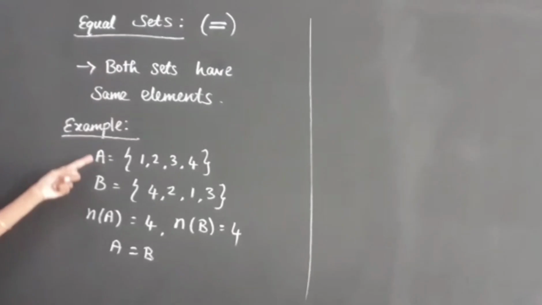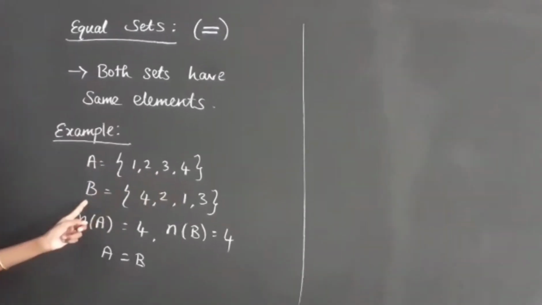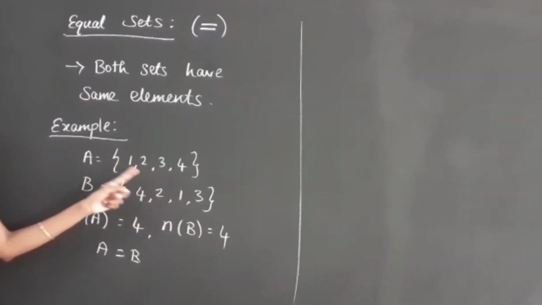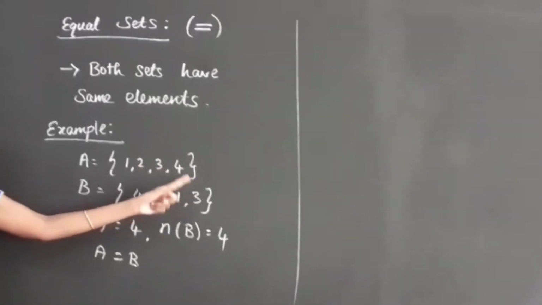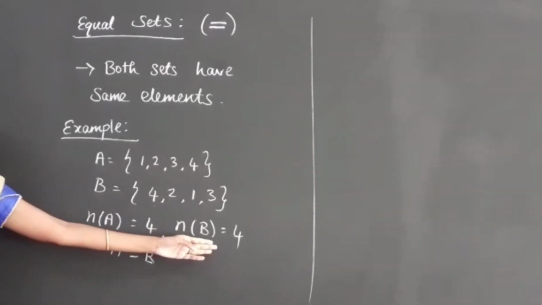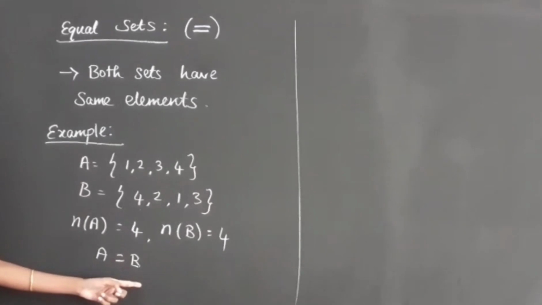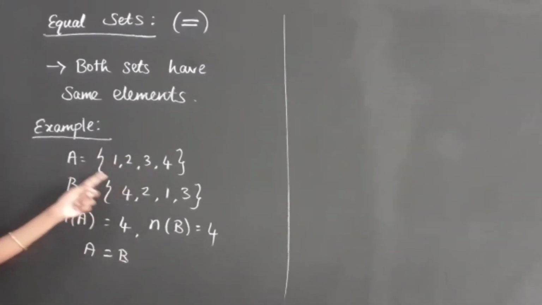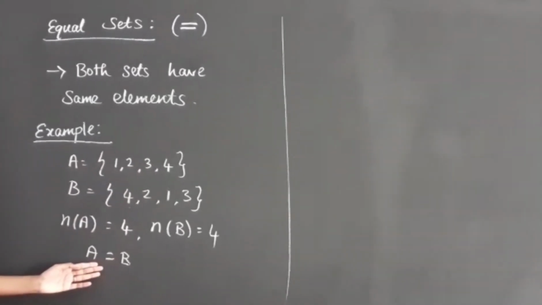See the example, A equal to set of 1, 2, 3, 4 and B equal to set of 4, 2, 1, 3. Now see here both sets have the same elements 1, 2, 3 and 4. N of A is also 4 and n of B is also 4. Am I right? So these two sets are called equal sets. Equal sets mean both sets have the same number of elements and also the same elements. This is an equal set.